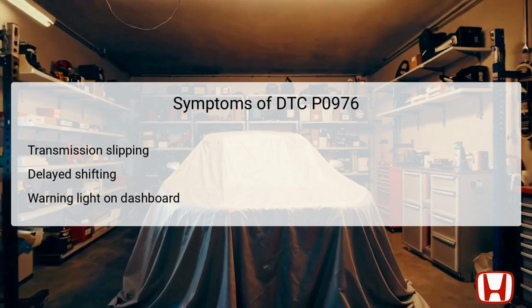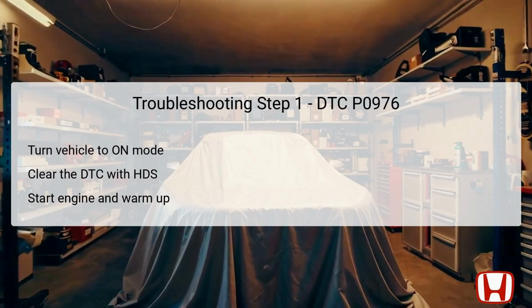Furthermore, a warning light on the dashboard will typically illuminate, alerting the driver to the specific issue that requires troubleshooting. Each of these symptoms underlines the problems posed by an ineffective shift solenoid valve B, which is critical for maintaining smooth transmission functionality. The first steps in troubleshooting DTC P0976 involve basic verification of the problem.